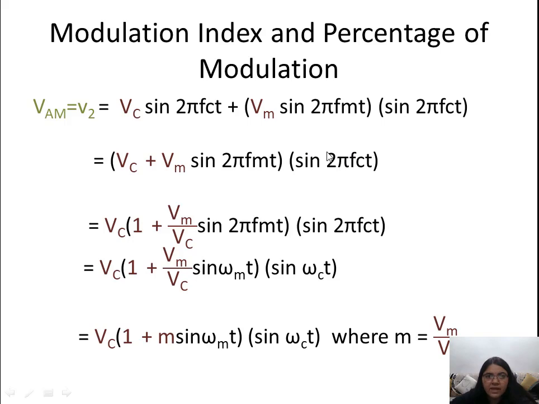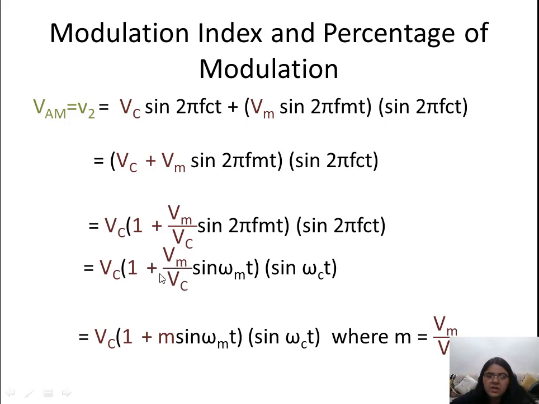So it's omega m, omega c. Now what is this Vm upon Vc? It is known as the modulation index. The modulation index gives you the idea about the amount of modulation that has been done in the communication. It also gives you the idea about the modulation factor, or the degree of modulation. So this is Vm upon Vc. I will put small m instead of Vm by Vc, and this small m is the modulation index.